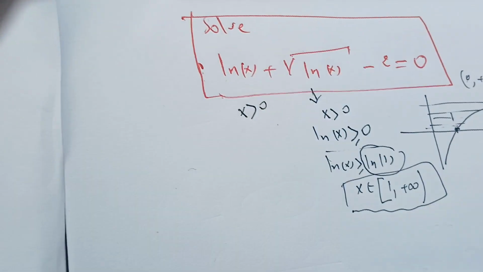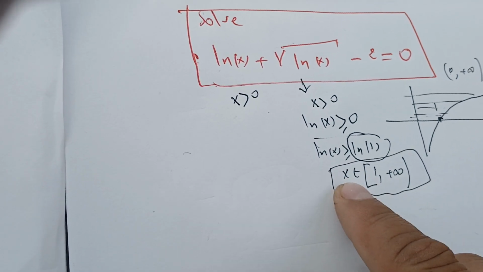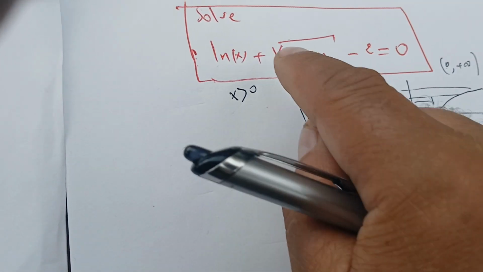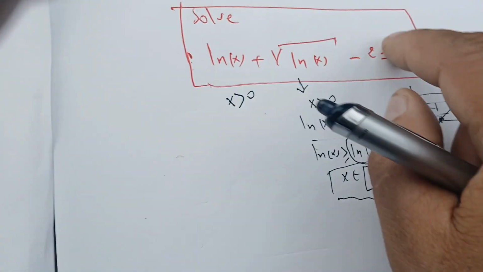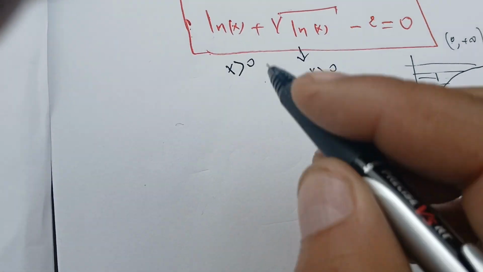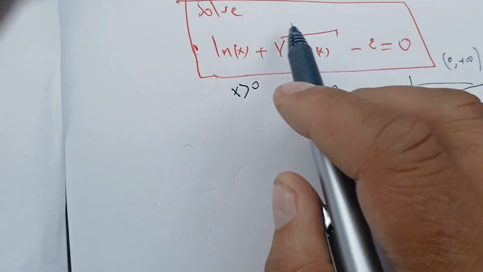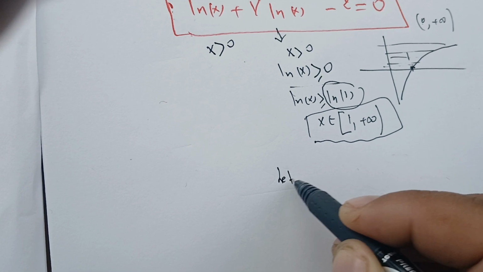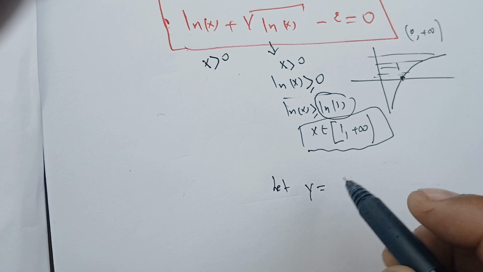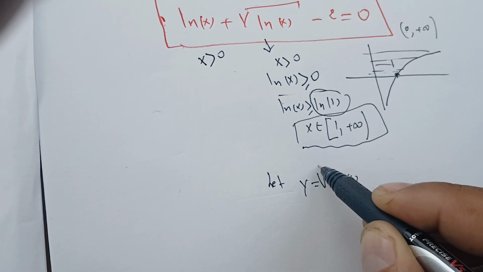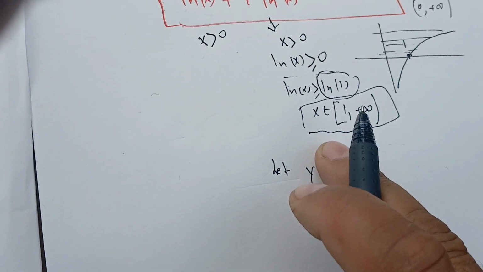So under this condition, we get that x is in this interval. Now we change the variable to make this equation simple enough to solve. We're going to take care of the square root; we don't want to solve under the square root. So let y equal the square root of the natural log of x.